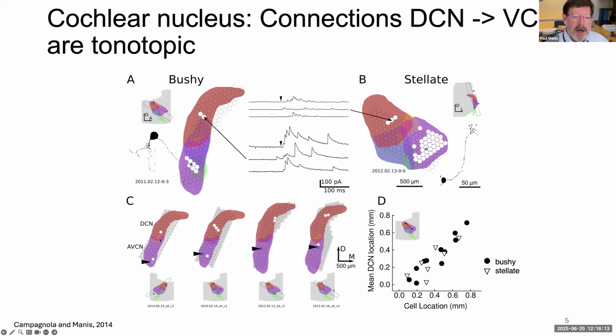If you compare the locations of the inhibitory inputs from the DCN to the locations of the cells in the VCN, what you see is a regular arrangement where the ventral cells in the anteroventral cochlear nucleus and the ventral cells in the dorsal cochlear nucleus are connected together, whereas cells that are dorsal in the high frequency region of the ventral cochlear nucleus are inhibited by sites in the high frequency region of the dorsal cochlear nucleus, corresponding to this tonotopic map. If you simply map the locations against each other, you get a fairly nice linear relationship for both the bushy and the stellate cells. So this mapping of the interneuronal connections, at least from the DCN to the VCN, is also tonotopic.